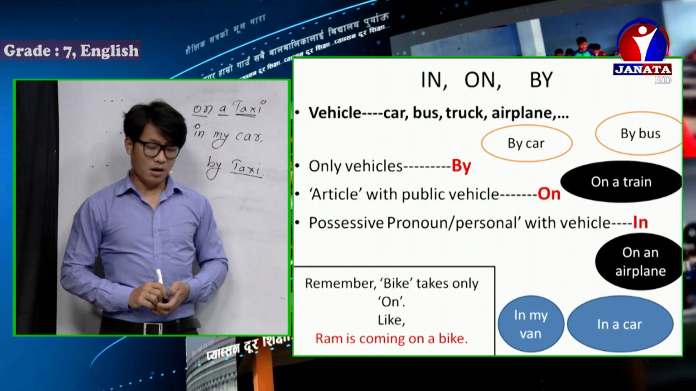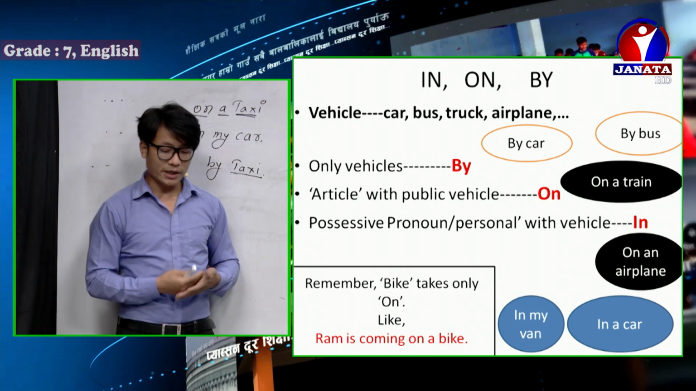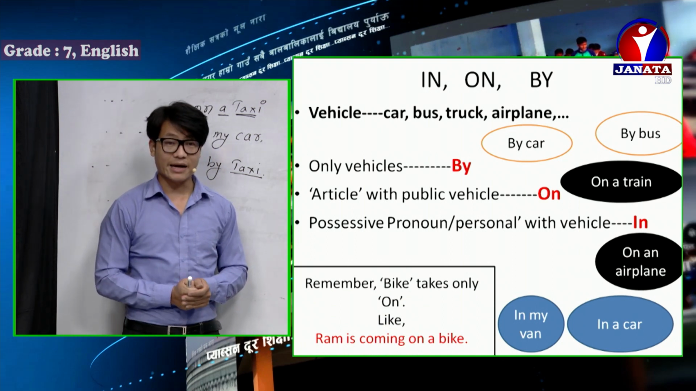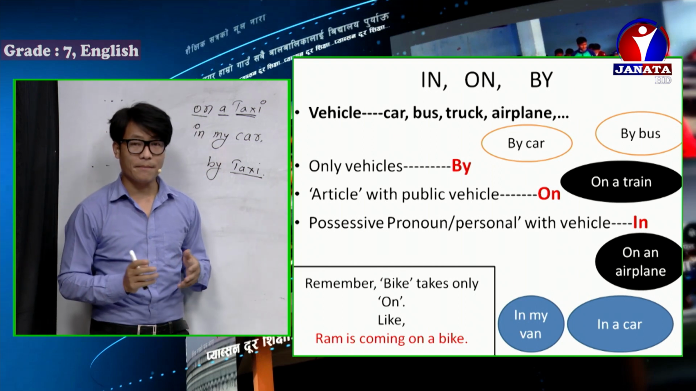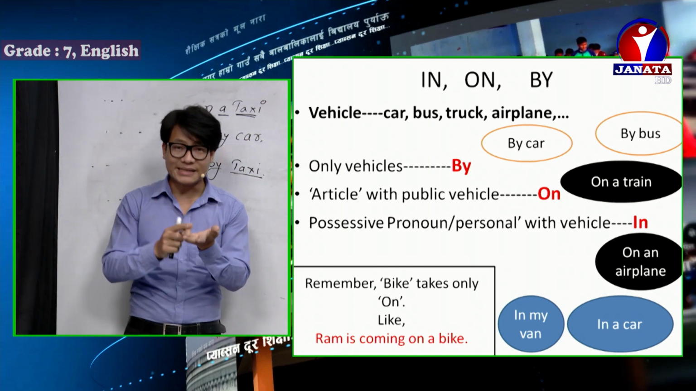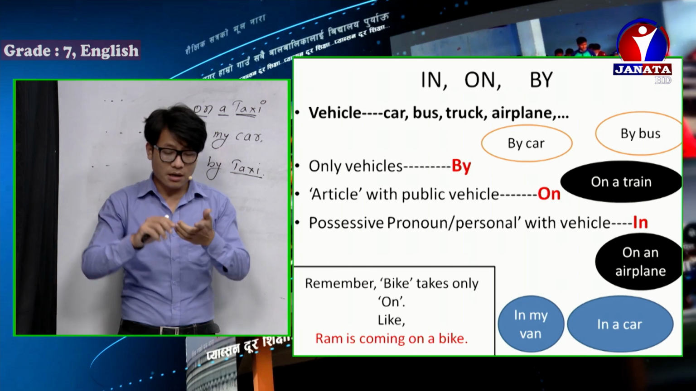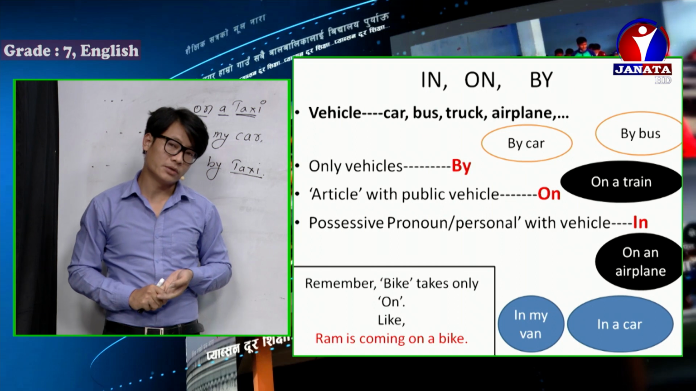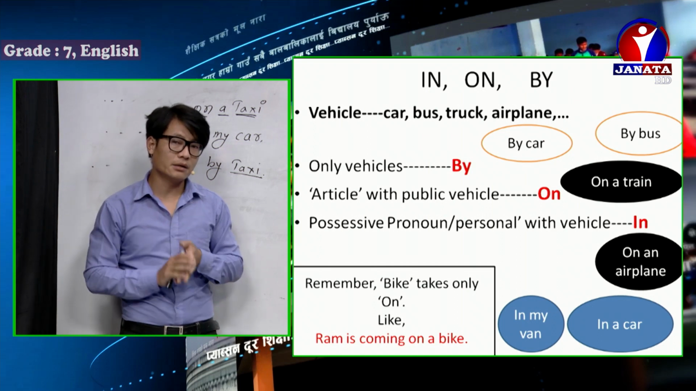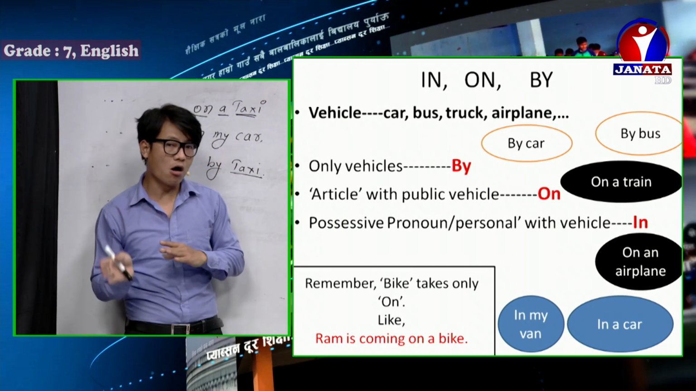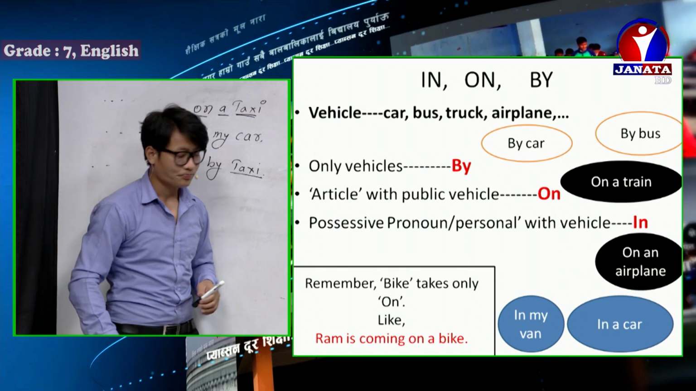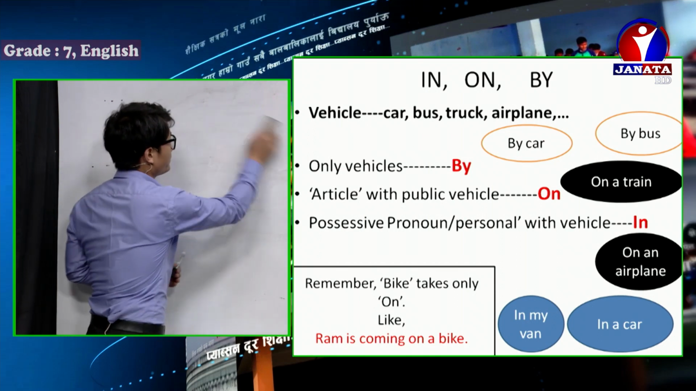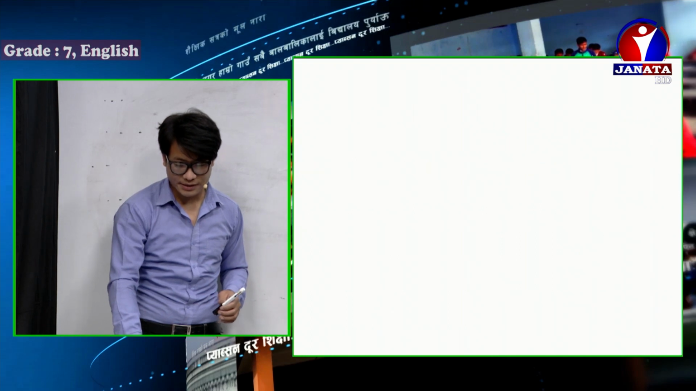And remember, bike takes only on articles. Like Ram is coming on a bike. Bike, bicycle, horse. Okay? With these, we use the preposition on. Like on a bike, on a bicycle, on a horse, like this. Okay? So I hope you don't have any questions regarding this.